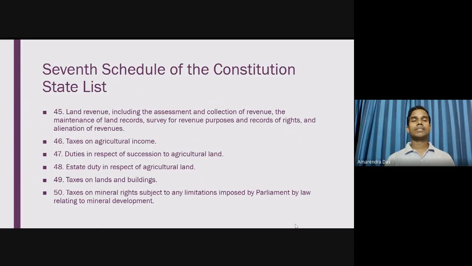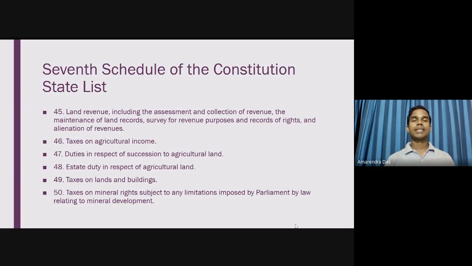Then the second one is taxes on agricultural income. Although it is a very controversial issue, very few states are able to impose agricultural income tax, because we know that it is a political issue. Many people would not support a tax on the farmers' income. However, a few states are imposing agricultural income tax, and the net proceeds of agricultural income tax are very, very low. So this has been a very controversial topic, but still the constitution gives the state the power to collect taxes from agricultural income.